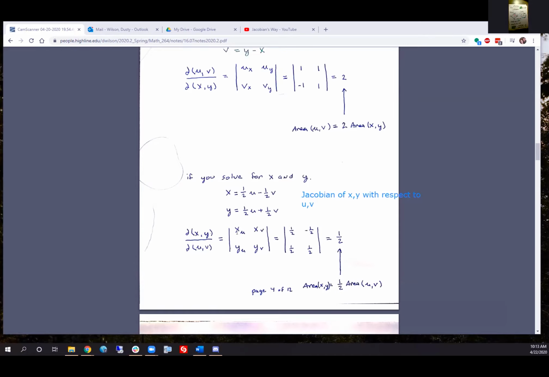And so this time I'm looking for the partial of x with respect to u, partial of x with respect to v, et cetera. And notice that when I calculate out that Jacobian, I end up coming up with a 1/2, which is the reciprocal of what I got when I found the Jacobian the other direction. Sort of makes sense. The scaling factor is going to be an inverse.